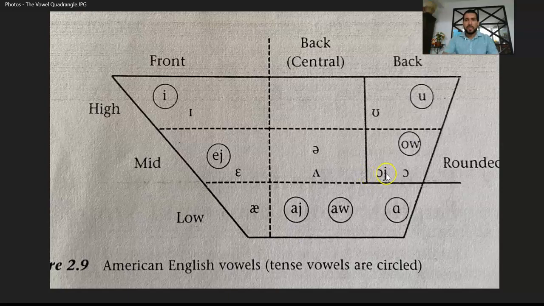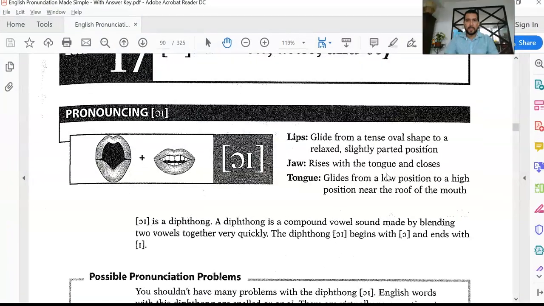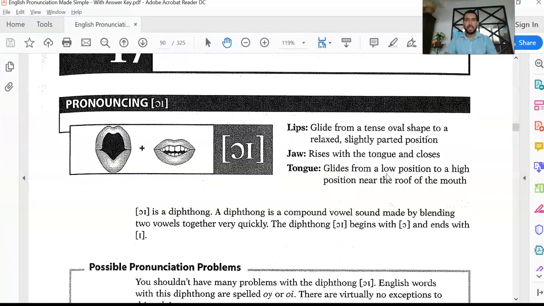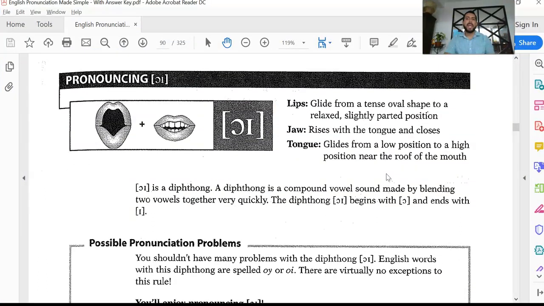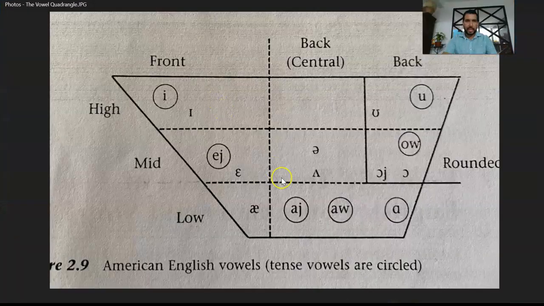So that combination gives you the oi diphthong. Okay, your jaw rises with the tongue and closes, and the tongue glides from a low position to a high position near the roof of the mouth. And that is because, again, the sound begins here and it ends somewhere close to the I sound here.